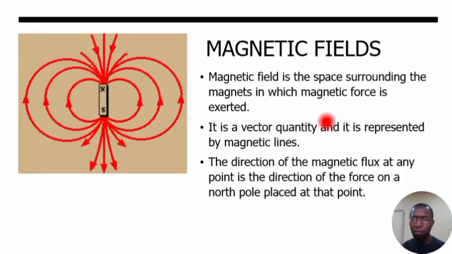Then the magnetic field. The magnetic field is simply the space surrounding a magnet in which magnetic force is exerted. See this space here, these lines represent the magnetic field. It is a vector quantity, because it has a specific direction.